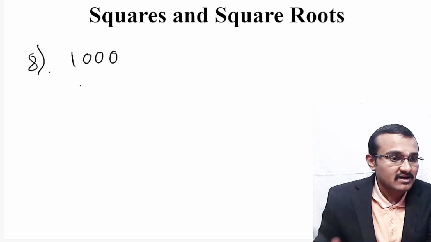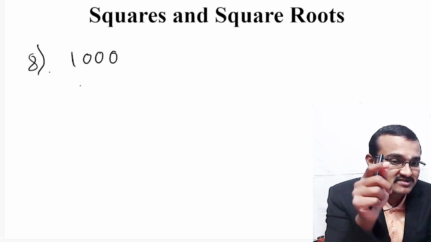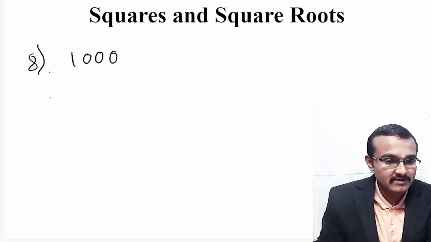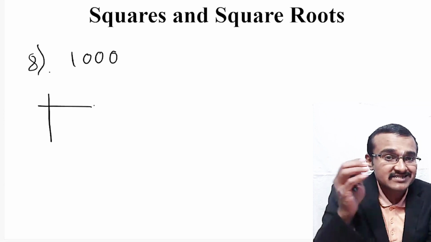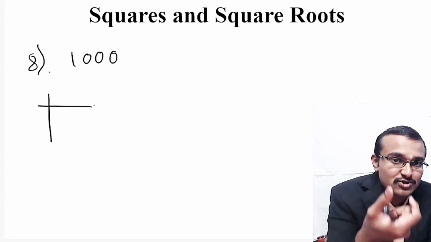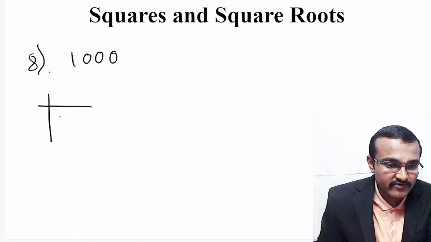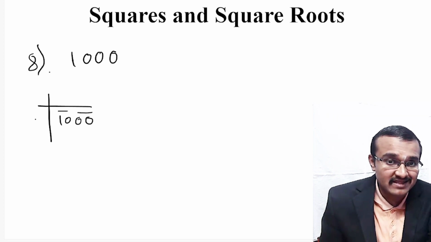So here, if you remember whatever I taught in the 5th question, the same logic you should apply here. That means which is the least number you should add to this 1000 to make it a perfect square. So let us go on finding that. We'll follow the division method. So these two zeros and 10 will be one group. So the nearest perfect square is 9.